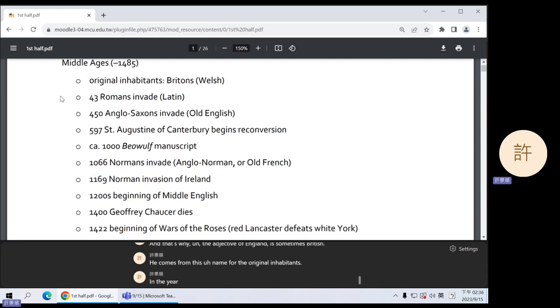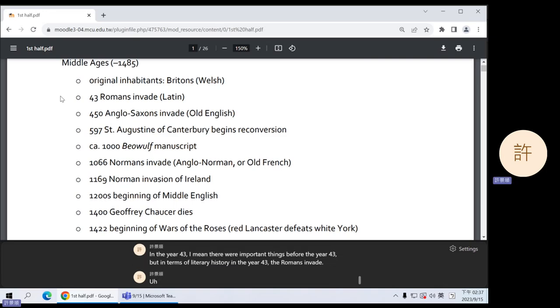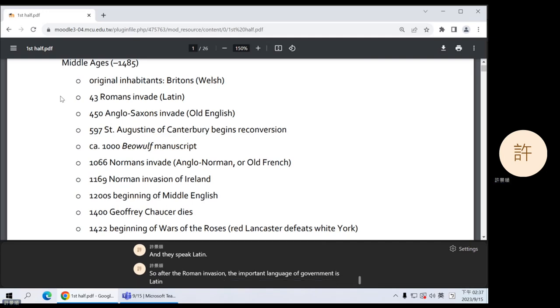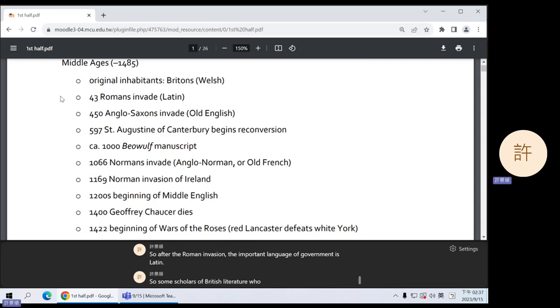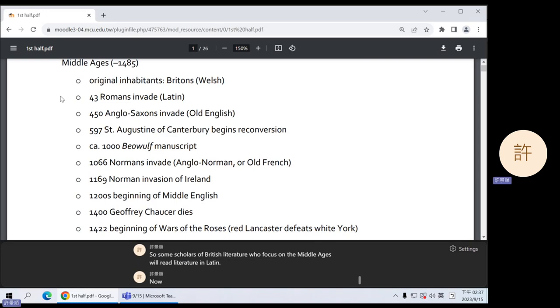In the year 43, I mean, there were important things before the year 43, but in terms of literary history, in the year 43, the Romans invade and they speak Latin. So after the Roman invasion, the important language of government is Latin. So some scholars of British literature who focus on the Middle Ages will read literature in Latin. Now, in the year 43, Rome was a Christian country. So the Romans also brought Christianity to the British Isles.